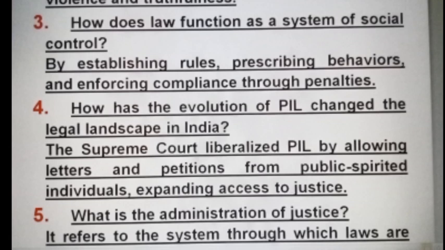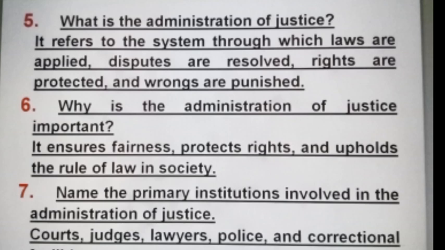What is administration of justice? Administration of justice refers to the system through which laws are applied, disputes are resolved, rights are protected, and wrongs are punished. Why is the administration of justice important? It ensures fairness, protects rights, and upholds the rule of law in society.